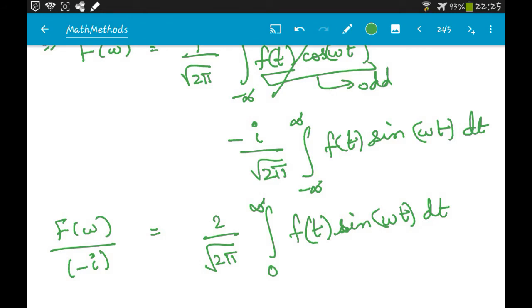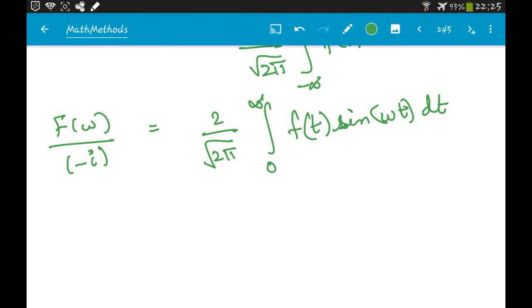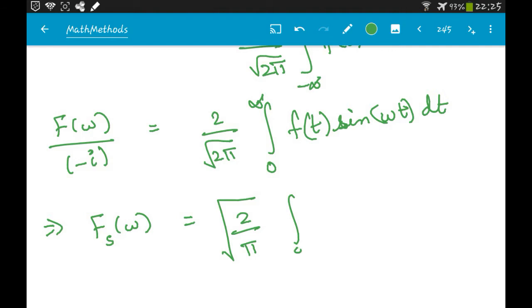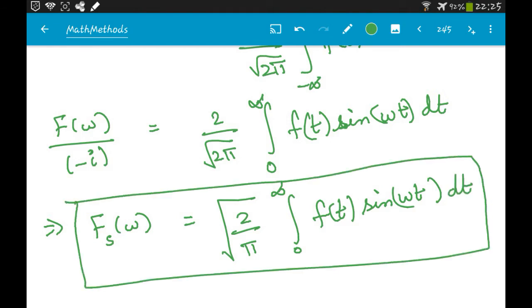Alright. So for this part, we just took minus i to the other side, and this will get cancelled. So this is nothing but your sine transform. So F s of omega is equal to 2 by root over 2 pi, integral from 0 to infinity f of t sin omega t dt. Okay, so this is nothing but your sine transform.